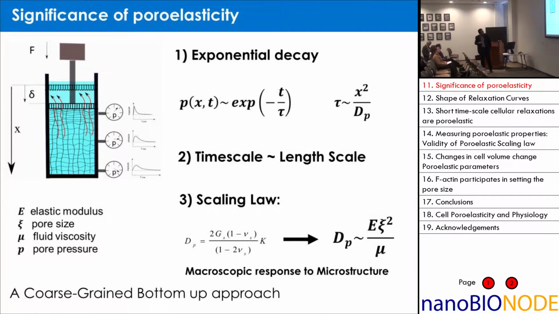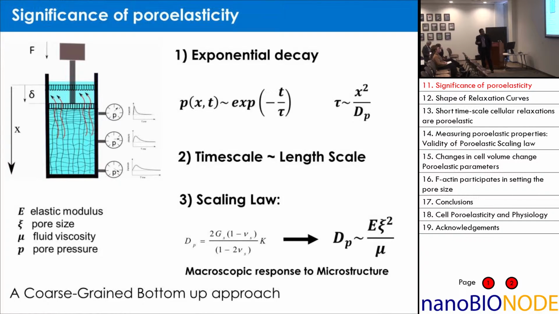If you have some gauge in this system, and you measure the relaxation of the pore pressure inside the system, you will see that the pore pressure relaxes exponentially. So this is the first thing. The pore pressure relaxes exponentially. And the exponential decay is correlated to the poroelastic diffusion coefficient and the length scale, the distance between the gauge and the top plunger. So there's a relationship between time scale and length scale. This is very unique for poroelastic material. You cannot find this for simple viscoelastic material.